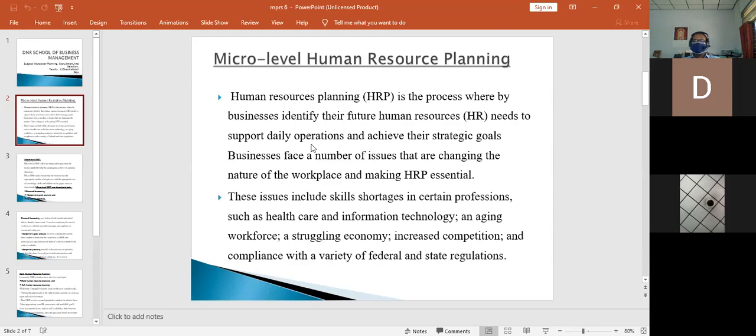Next. These issues include the skill shortages in certain professions such as healthcare and information technology due to aging workforce, struggling economy, increased competition with a variety of federal and state regulations. So before recruiting the required number of employees, you used to face these issues. What is essential in recruiting a person totally depends upon certain issues like updating technology.